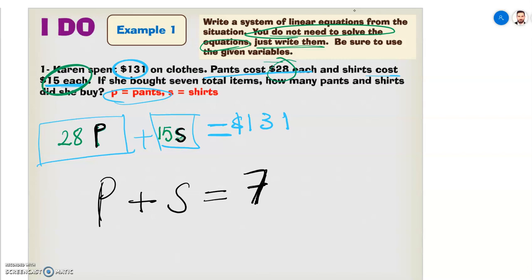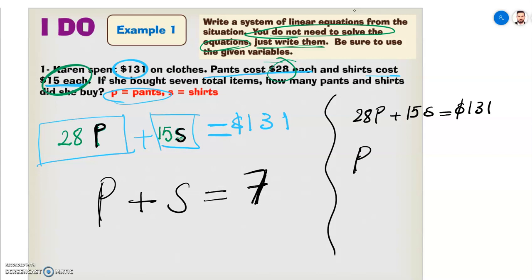So from these two situations, situation number 1 is 28p plus 15s equals $131, and the pants plus the shirts is equal to 7, which is the total.